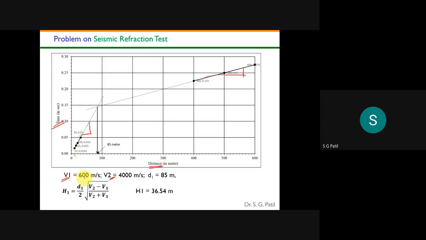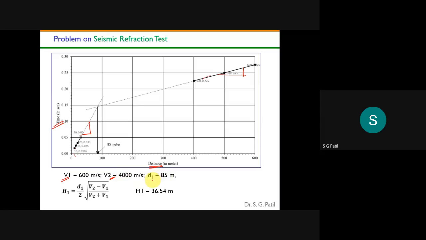See, if you take the slope and invert it, we will get the shear wave velocity in the first straight line: 600 meters per second, and in the second layer around 4,000. Okay, so 600 means maybe the first layer will be some sandy type of soil. 4,000 means it may be some rocky type of soil. Bedrock you will get. 4,000 means always it's some bedrock.